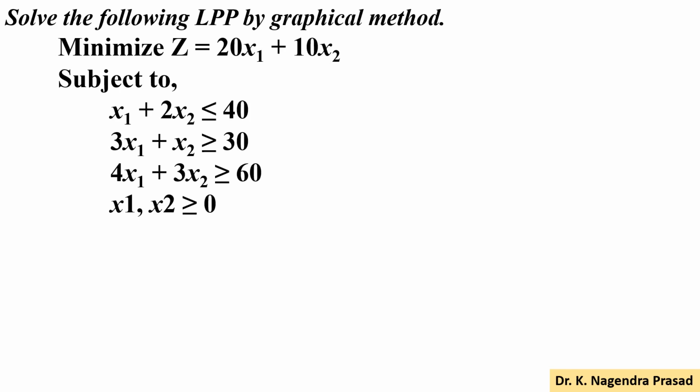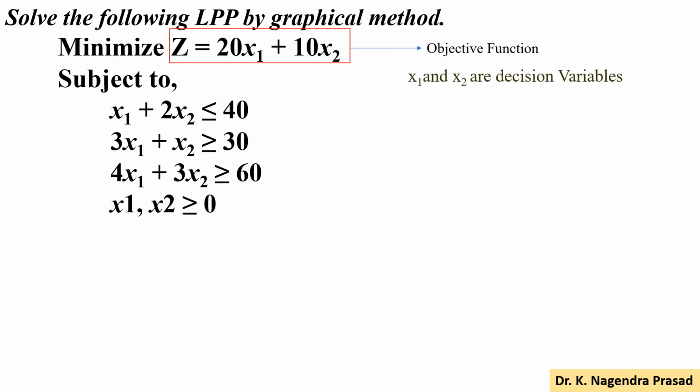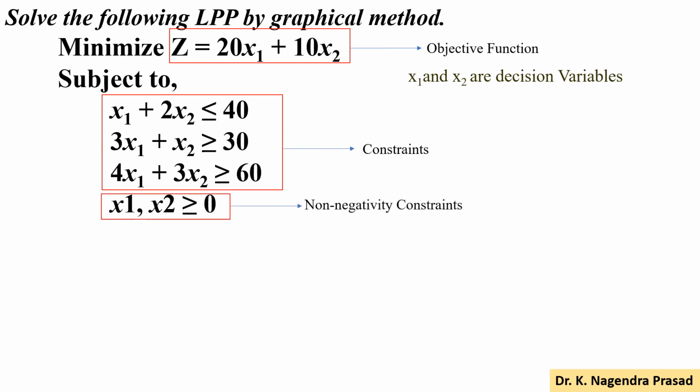Here z equal to 20x1 plus 10x2 is the objective function, and x1 and x2 are the decision variables, and x1 plus 2x2 less than or equal to 40, 3x1 plus x2 greater than or equal to 30, and 4x1 plus 3x2 greater than or equal to 60 are the constraints, and x1, x2 greater than or equal to 0 is the non-negativity constraints.